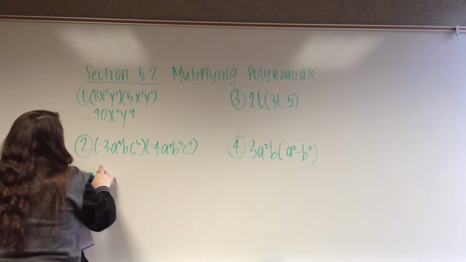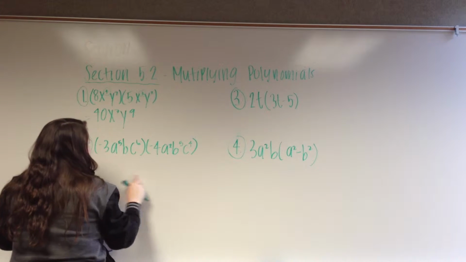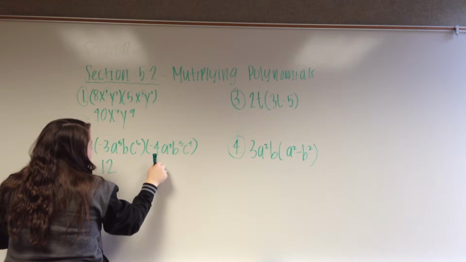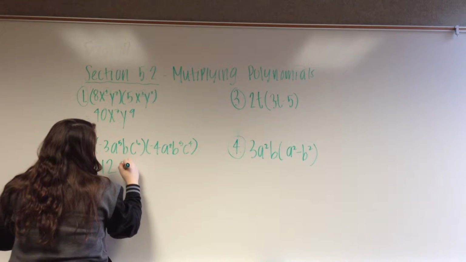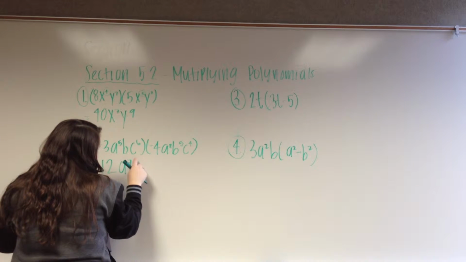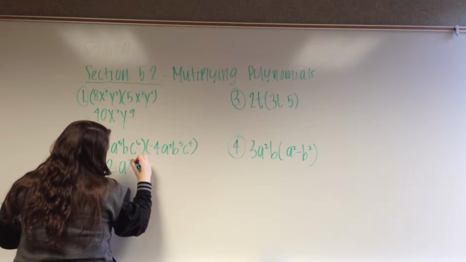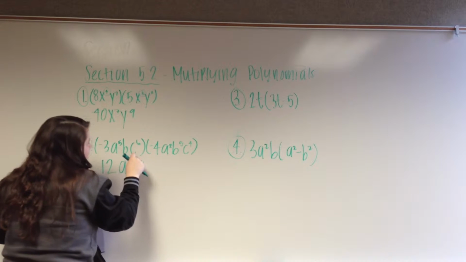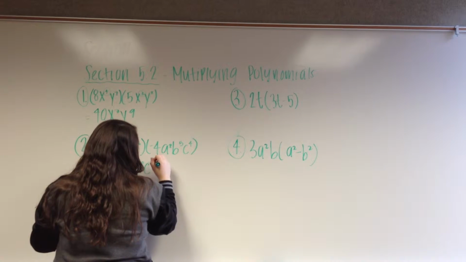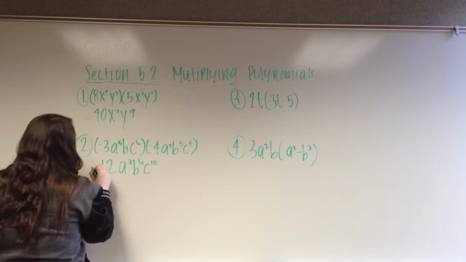This is another example of a monomial times a monomial. Negative 3 times negative 4 is 12. The a to the 5th times the a to the 2nd is a to the 7th, b to the 1st and b to the 5th multiplied is b to the 6th, c to the 6th times c to the 4th is c to the 10th. There's your answer.